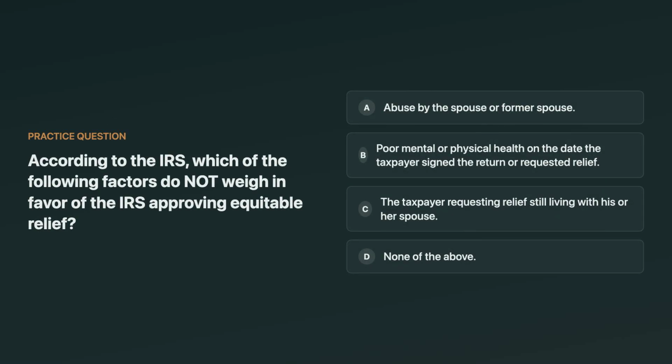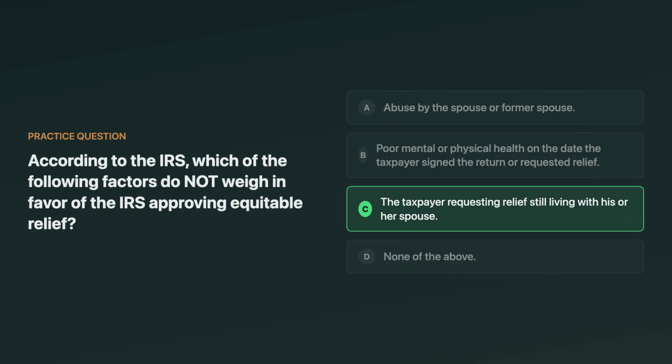Question 47. According to the IRS, which factor does not weigh in favor of the IRS approving equitable relief? The choices include abuse by the spouse, poor mental or physical health when signing or requesting relief, the requesting spouse still living with the other spouse, or none of the above. Think about which one is actually an unfavorable factor.